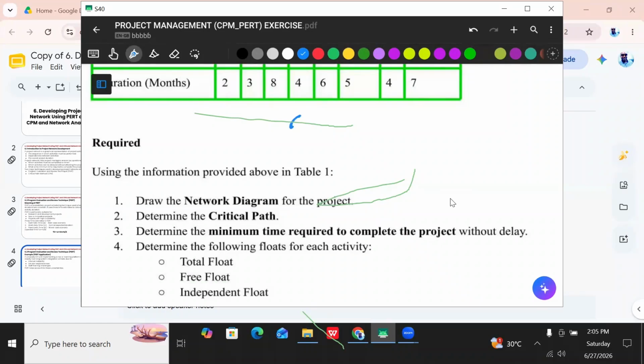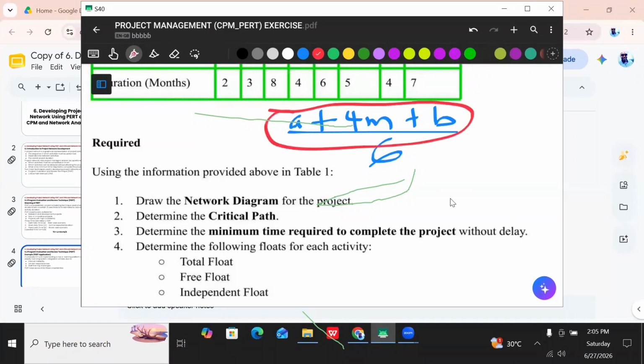I said A plus 4M plus B divided by 6. I hope you are seeing my screen. Yes, sir. What we are saying here is that we are simply looking for the average of everything here. The average is what you are looking for.